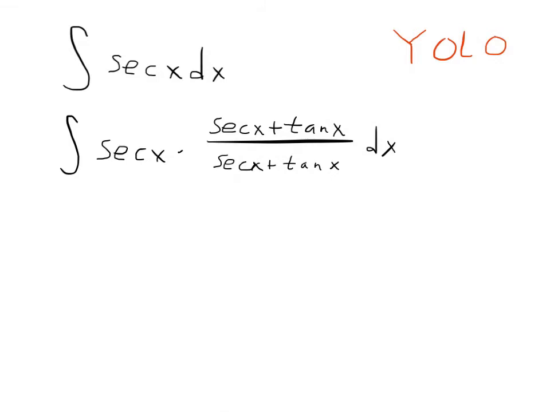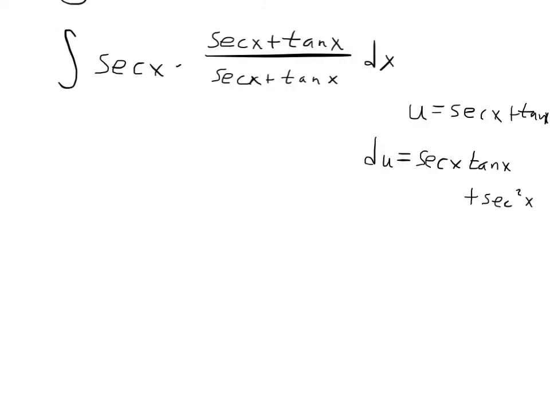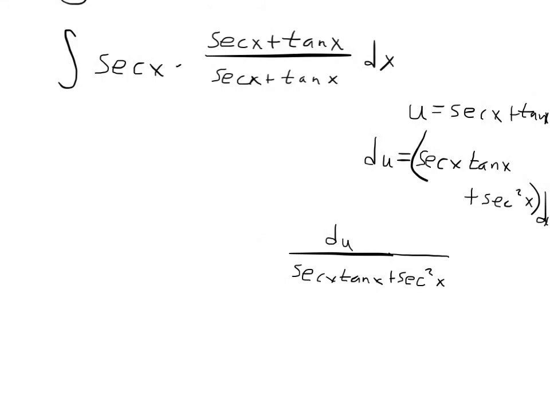And now that I've done this crazy thing, I'm gonna do a u substitution. I'm gonna choose my u to be secant x plus tangent x. Ran out of space there, sorry. That means my du, the derivative of secant x is secant x tangent x, and the derivative of tangent x is secant squared x, dx. Wow, that's really ugly, I'm sorry. So solving this out, I'm going to get du over secant x tangent x plus secant squared x. That's dx.